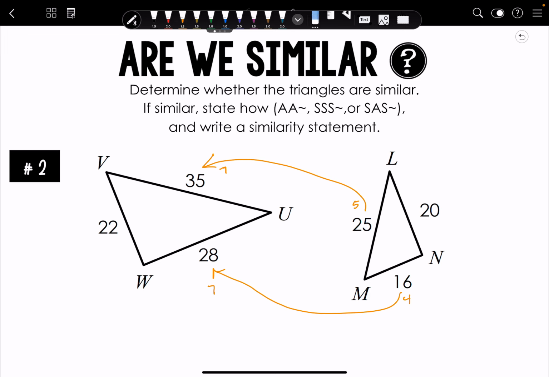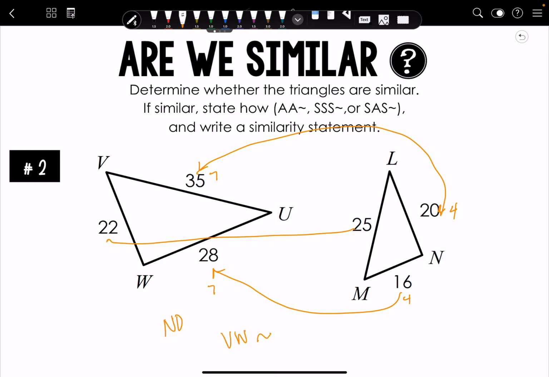But you know what? What if we found out that these two were not corresponding? What if these two were? And now that would work. So this would become, let's see, 7 times 5, 4 times 5, and that works. So let's see if these work. 25 and 22. We know that's not going to work. So no, these are not similar. And the reason that they are not similar is that VW is not similar to LM.